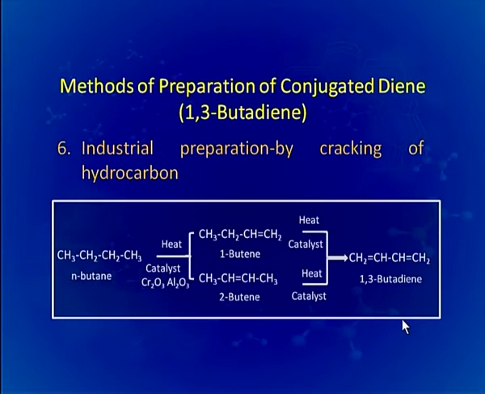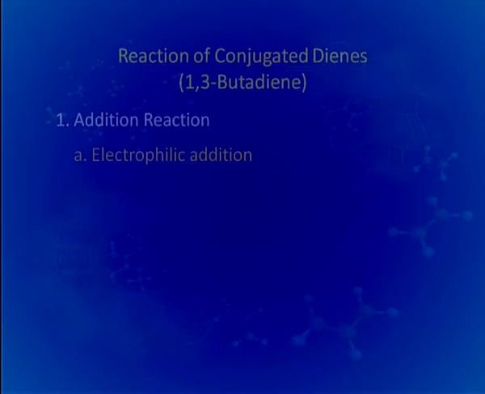In industrial preparation, cracking of hydrocarbon is done in the presence of heat and catalyst and we get 1-butene and 2-butene. If this process is continued, then in the presence of the same catalyst and at high temperature, we will get 1,3-butadiene. After discussing methods of preparation of conjugated diene, we will start reactions of conjugated diene.